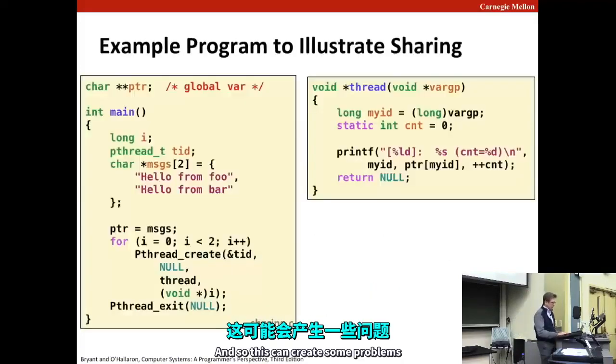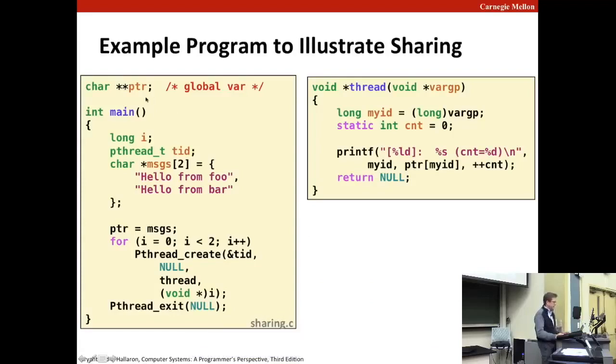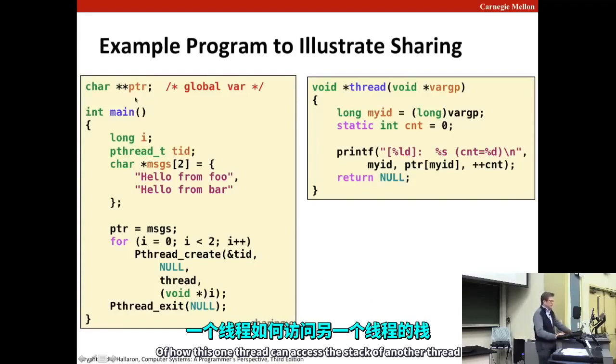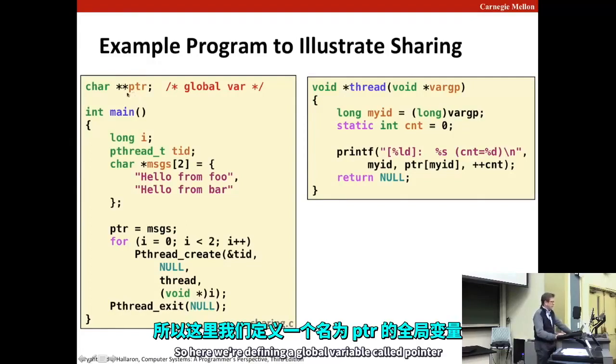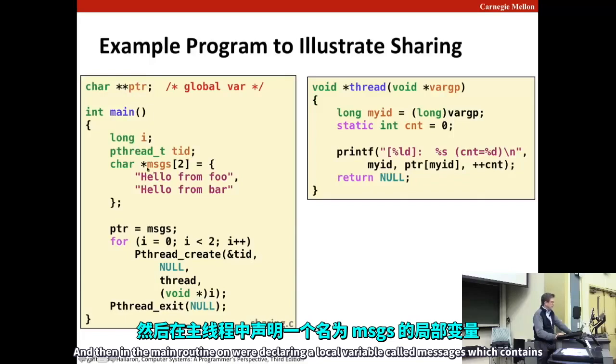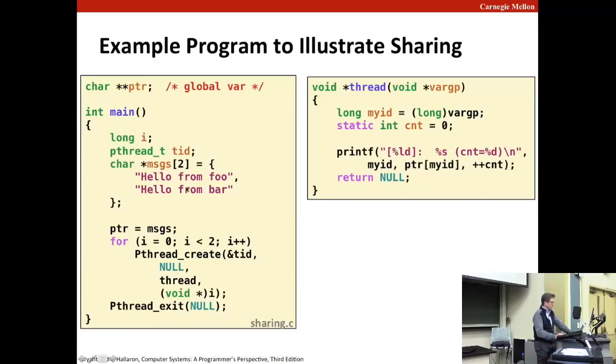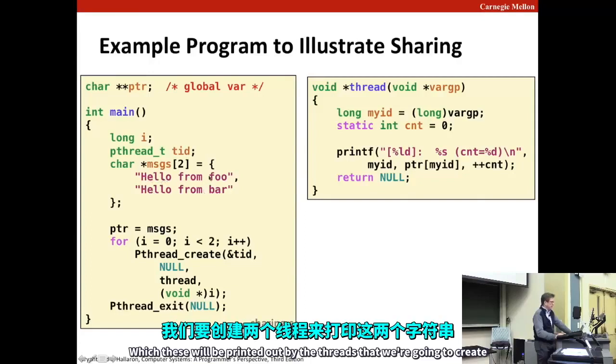And so this can create some problems. So here's an example that we'll come back to later of how one thread can access the stack of another thread. Here we're defining a global variable called pointer, which is a char star star. And then in the main routine, we're declaring a local variable called messages, which is a two-element array containing a couple of strings. These will be printed out by the threads that we're going to create.